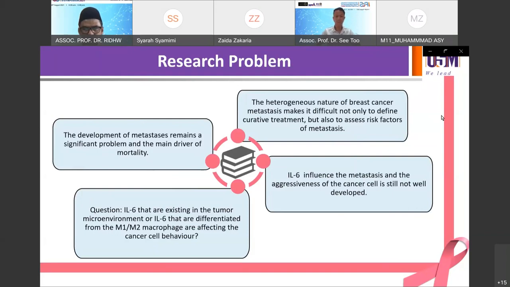Recent studies only managed to prove that there is an association of IL-6 with tumor progression, but study on how IL-6 influences the metastasis and the aggressiveness of the cancer cell is still not well developed. Besides, knowledge on the origin of the IL-6 which influences the metastasis and tumor progression still needs to be studied, whether IL-6 that exists in the tumor microenvironment or IL-6 that is derived from the M1 or M2 macrophage is affecting the cancer cell behavior.